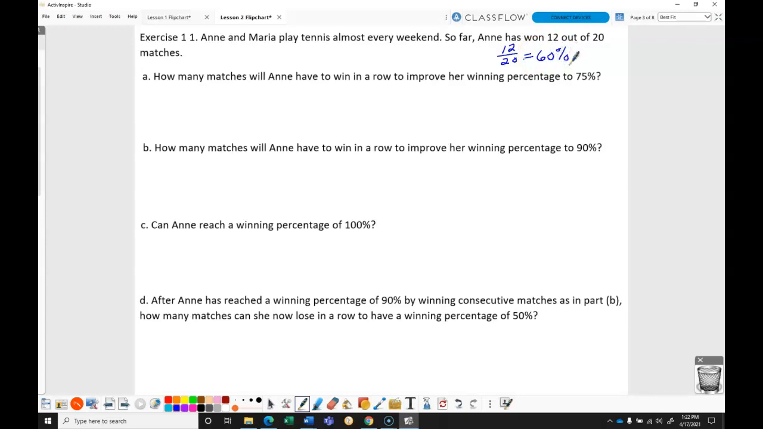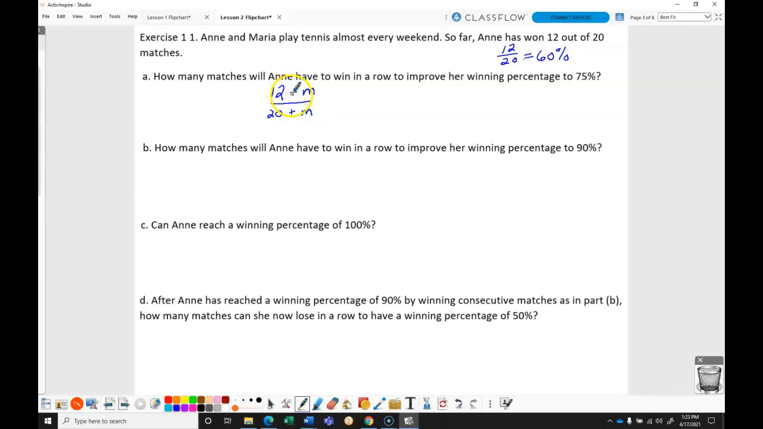But we want to see how many matches Anne has to win in a row to improve her winning percentage to 75%. Now the thing here to think about is the fact that we want her to play more matches, but win all of the matches, basically. So instead of just 12, we're going to add on all of the additional matches that she plays. And we're also going to add that same number to the total matches.